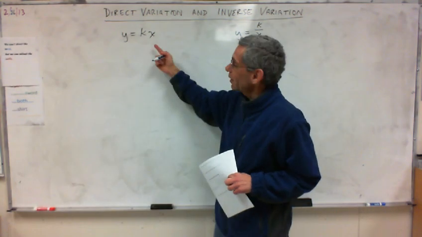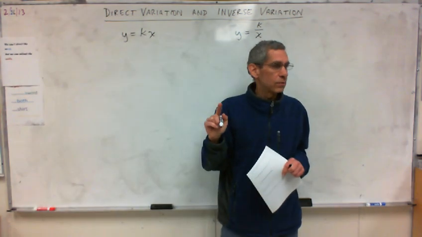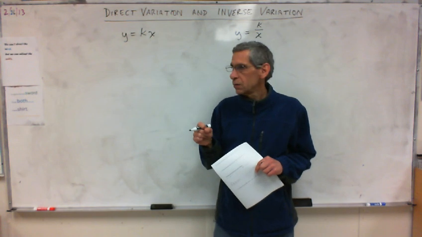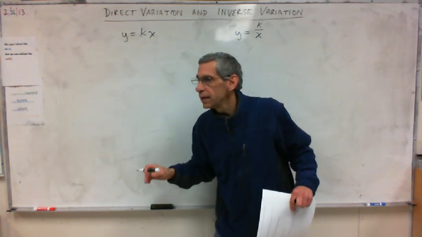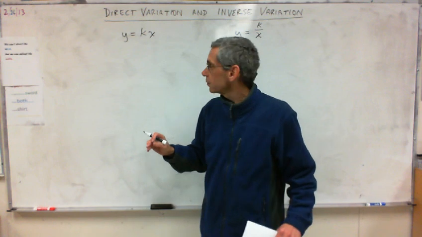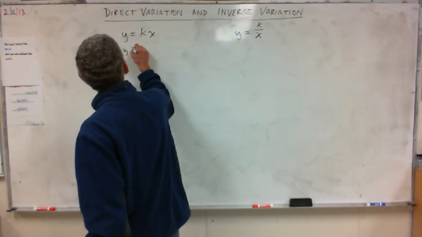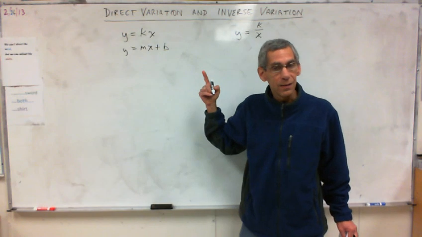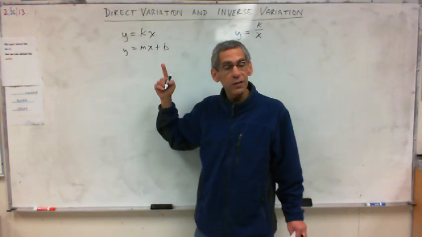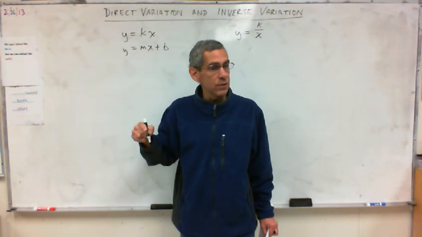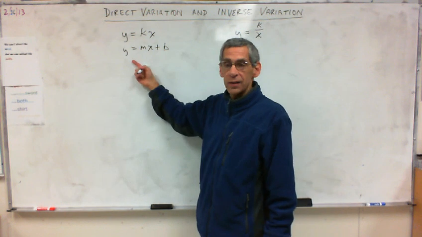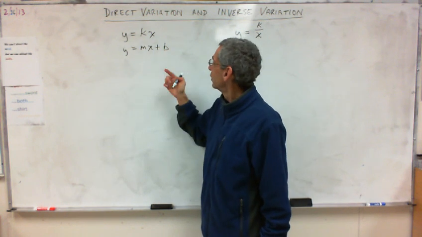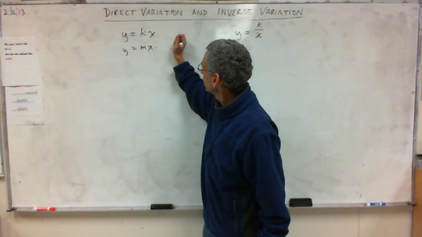Now, direct variation, what does that look like though? Doesn't it look like something that you already know very, very well? Y equals mx plus b. Right. It's the same thing as y equals mx plus b. But what is the b? B is 0. In order for it to be direct variation, b has to be 0. And it's just the slope-intercept formula. B is 0. So I'm going to just erase the b.